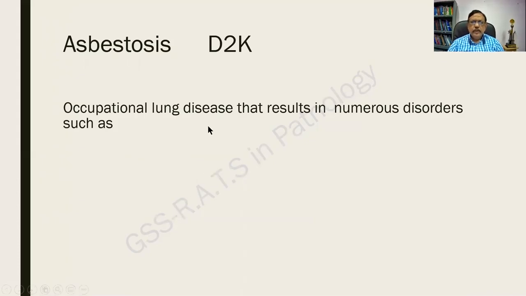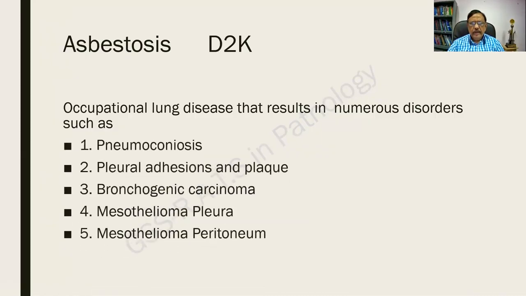It comes under the group of disorders called occupational lung disease. And these itself have got numerous disorders. It can be asbestosis, it can be silicosis, it can be berylliosis, and so on and so forth. And asbestosis can lead to pneumoconiosis. It is an occupational disorder with pulmonary manifestation. And there will be fibrosis, which is called pneumoconiosis. Adhesions between the layers of the pleura can be seen, and a flattened plaque can be present.